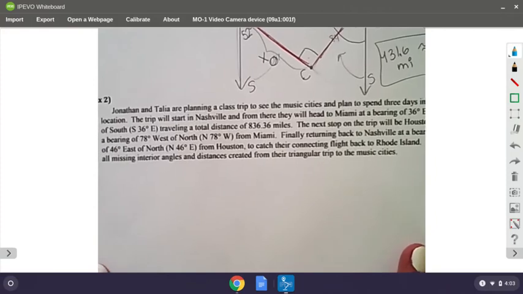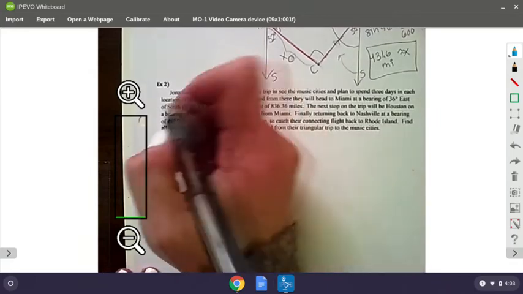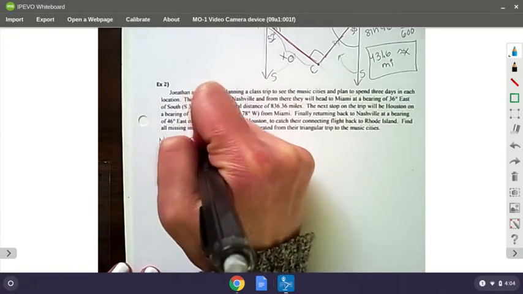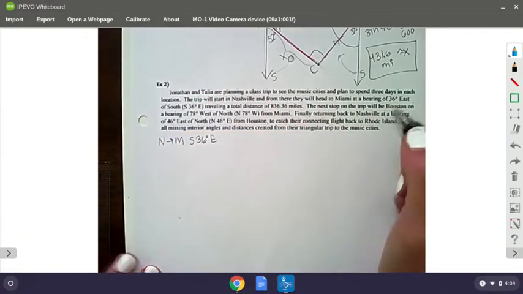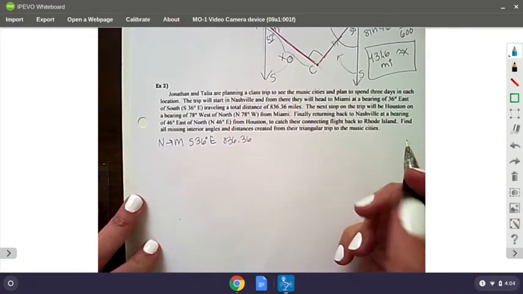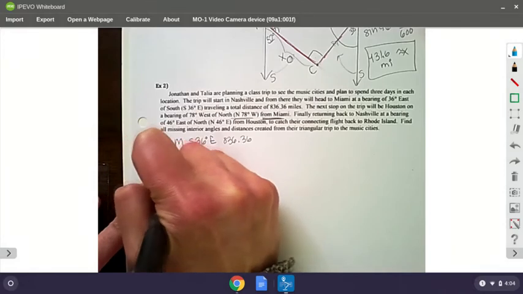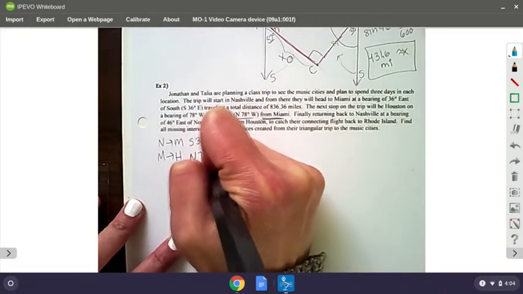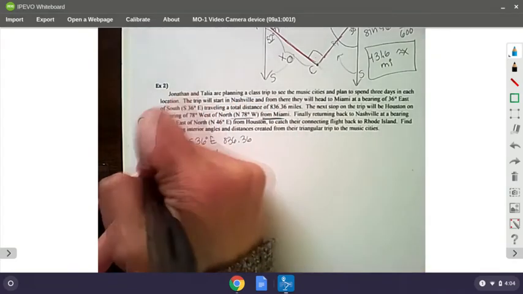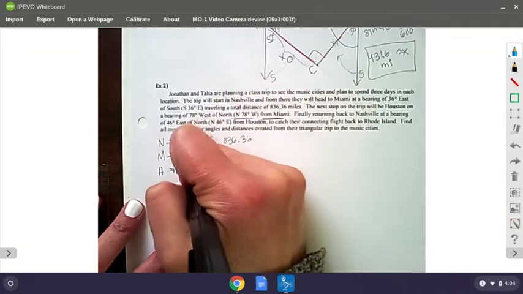So it says the trip will start in Nashville, and from there, they'll head to Miami. So they're going Nashville to Miami, and the bearing is 36 degrees east of south. And that's a distance of 836.36. The next stop is Houston. So they're going to go from Miami to Houston, 78 degrees west of north. They don't give us how far that is. And then finally returning back to Nashville, so Houston to Nashville at a bearing of 46 degrees east of north.